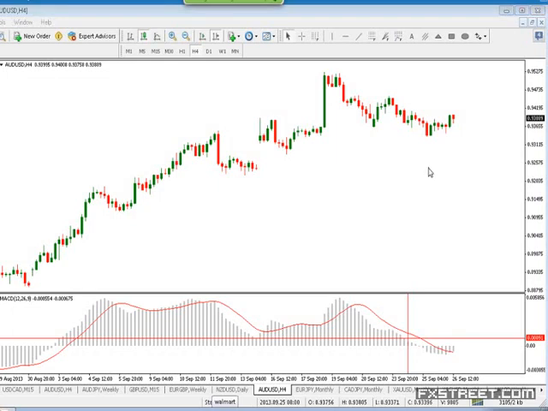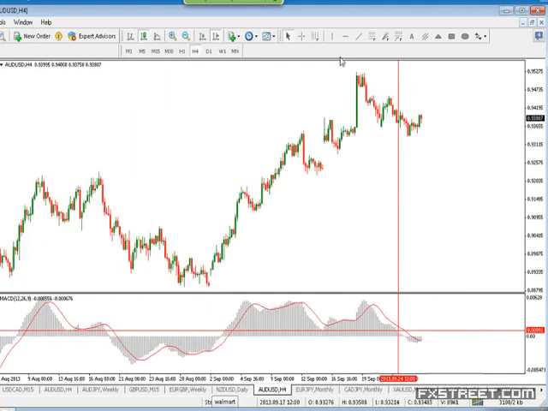Jupista, I would prefer the 4 hours. Even 1 hour is good enough, but I have seen that the 4 hours and the daily work best on this particular kind of method. So if I'm trading the Aussie on the 4 hour, it's at this particular place here that I would say the momentum has turned bearish.